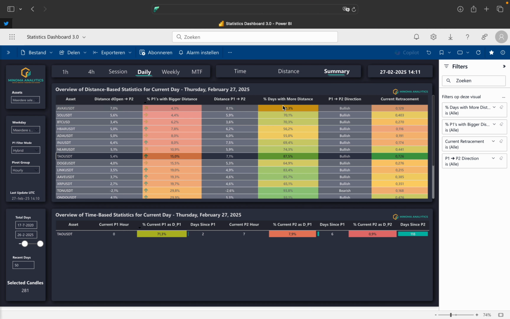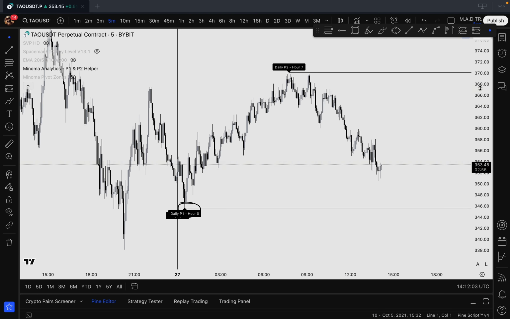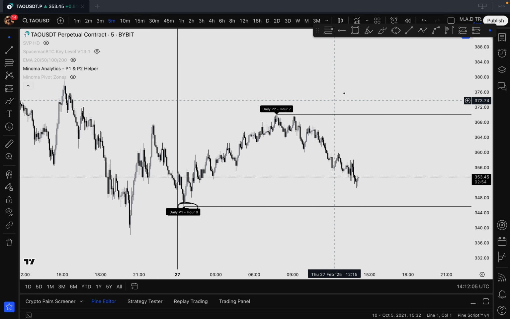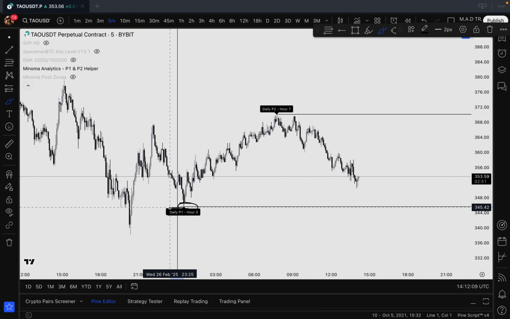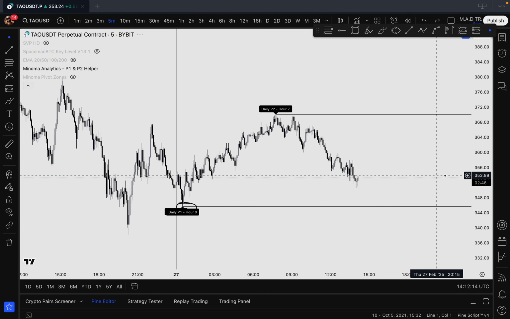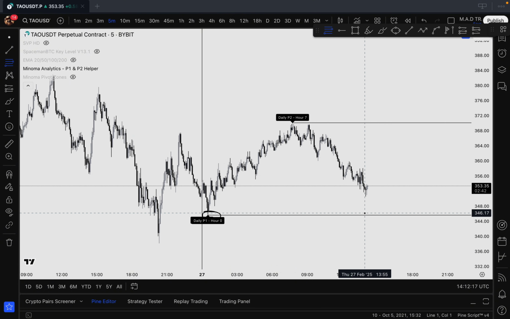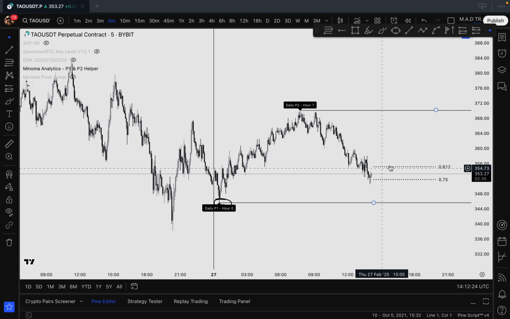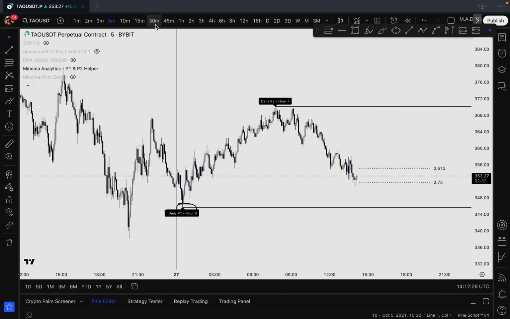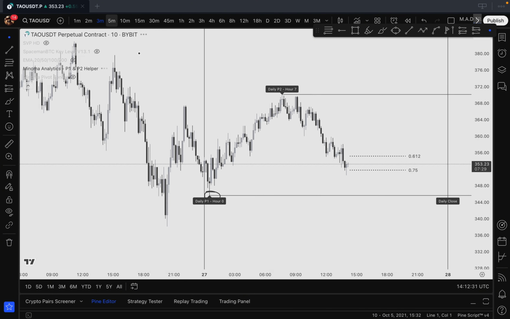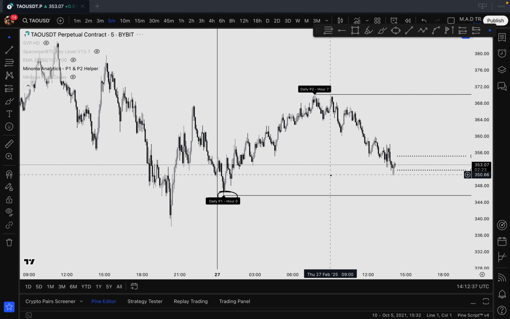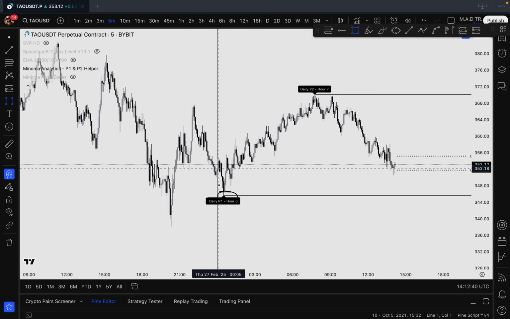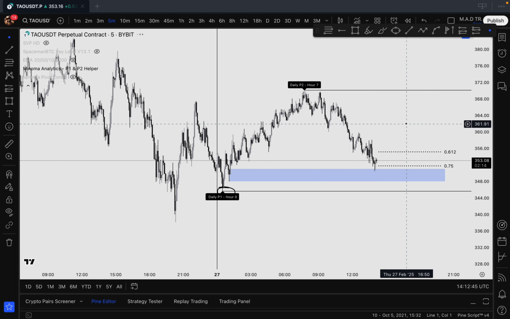Then we can see percentage of days with more distance, that's 88%. So in 88% of the cases, price will make a bigger distance between this low and this high. We already see that price is pretty deep in a retrace. So if we pull our fib from low to high, we are currently in the optimal entry zone based on fib levels. Then quickly looking, I see for example that we have a 5-minute demand zone supporting our low. Price just stepped into that.